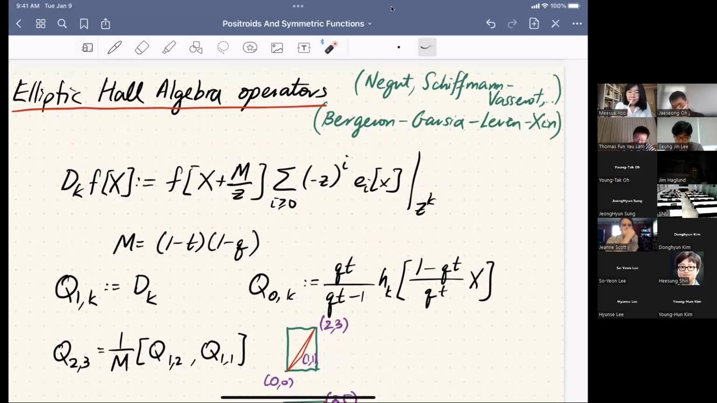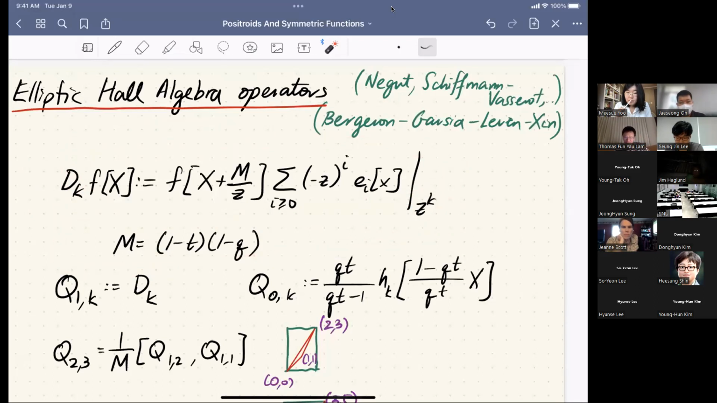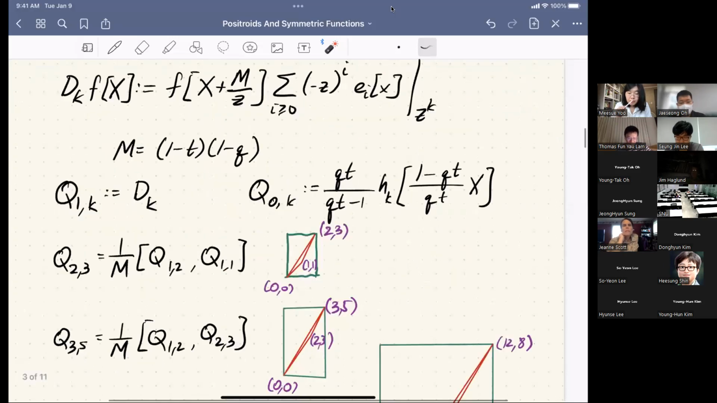If you haven't seen this before, this is somewhat mysterious, and I won't be shedding that much light on this formula right now. I'm just going to be telling you what the definitions are. What are the Q operators? By definition, Q_{1,k} is D_k.